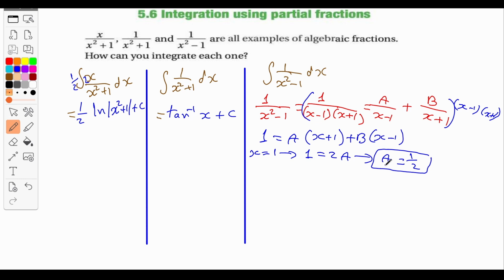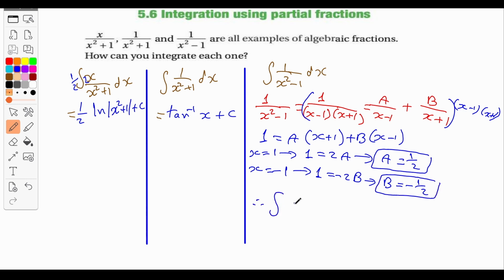Now we do the same thing to find the value of b, but this time by putting x equals negative 1. Why negative 1? Because here negative 1 plus 1 is 0, multiplied by a, it will be 0. So the left hand side is 1. Here negative 1 minus 1, it's negative 2b. Then dividing both sides by negative 2, b equals negative half.